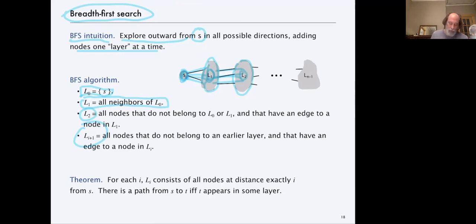So it's not too hard to see the following: that the nodes in layer i consist exactly of the nodes at distance i from S, and that there's a path from S to T if and only if T appears in some layer. Right? So if we have a graph where S is here and T is here, then when you follow this process from S, you'll get all of the nodes in here, but you won't get the T, obviously.